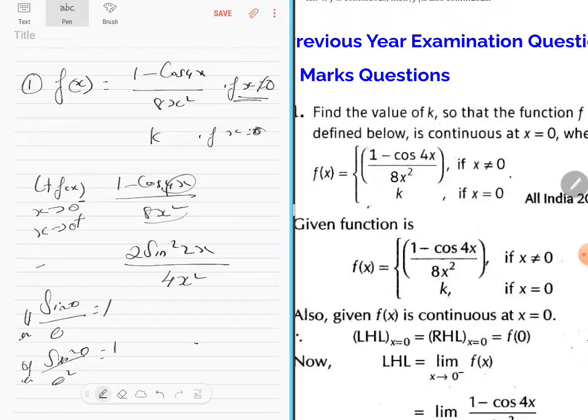So you can multiply, but you have an 8x square, so into 2 is remaining. Let's write separately. So 2 and 2 get cancelled. So you have this already to be 1. Therefore, k is equal to 1.